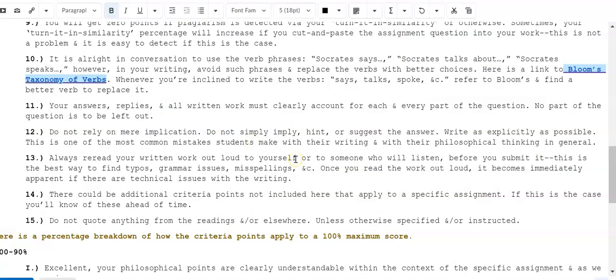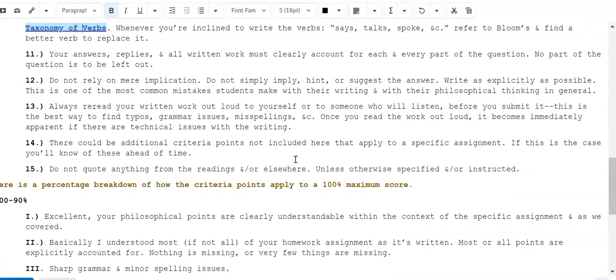12, do not rely on mere implication. Do not simply imply, hint, or suggest the answer. Write as explicitly as possible. This is one of the most common mistakes students make with their writing, with their philosophical thinking in general. So in other words, another way to put this would be something like students think, oh, well, he knows what this is. In other words, the professor knows what this is, so I don't need to explain what this is.